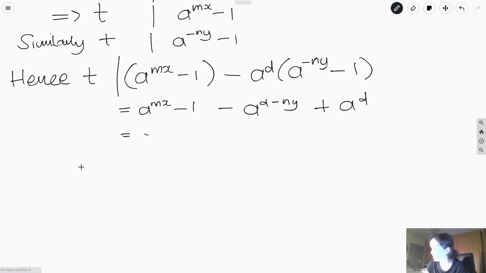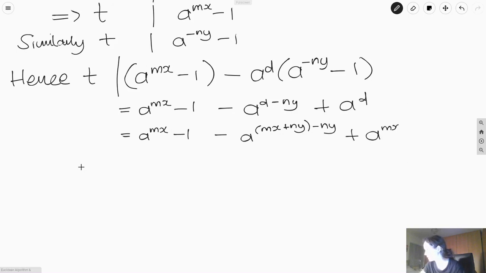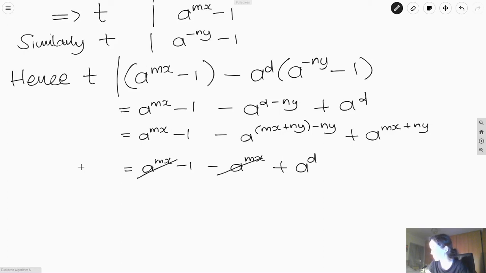So a^(mx) minus 1 minus a^(mx plus ny minus ny) plus a^(mx plus ny), which means this will be a^(mx) minus 1 minus a^(mx) plus a^d, let's just write it as d again. Now you see this expression and this expression will cancel out. Those two terms cancel out, and we are left with a^d minus 1.